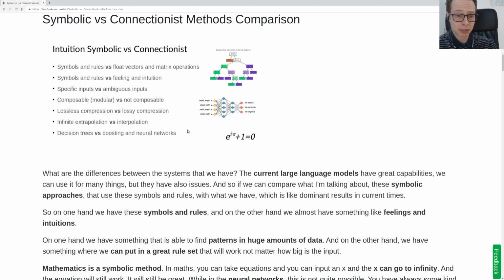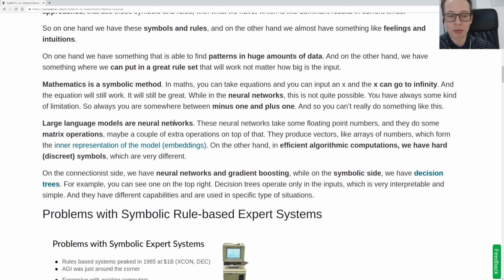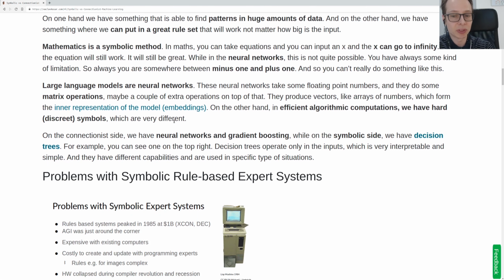Okay, and also, because when you have this very specified input and output, you can combine these things, you can combine algorithms, which is extremely useful, and we use it every day. Also, on one hand, in this connectionist domain, you sort of find patterns in a huge amount of data, whereas in the symbolic domain, you write great rules which help you.